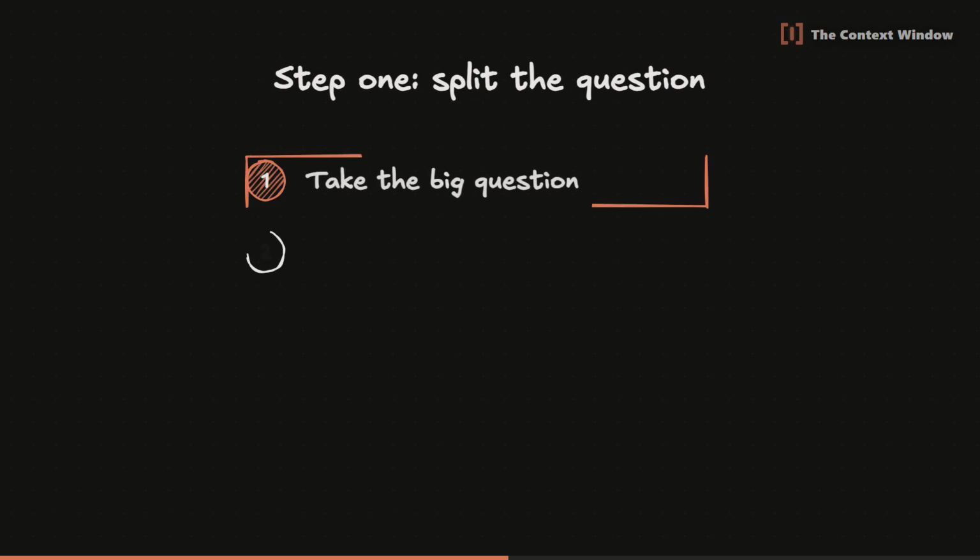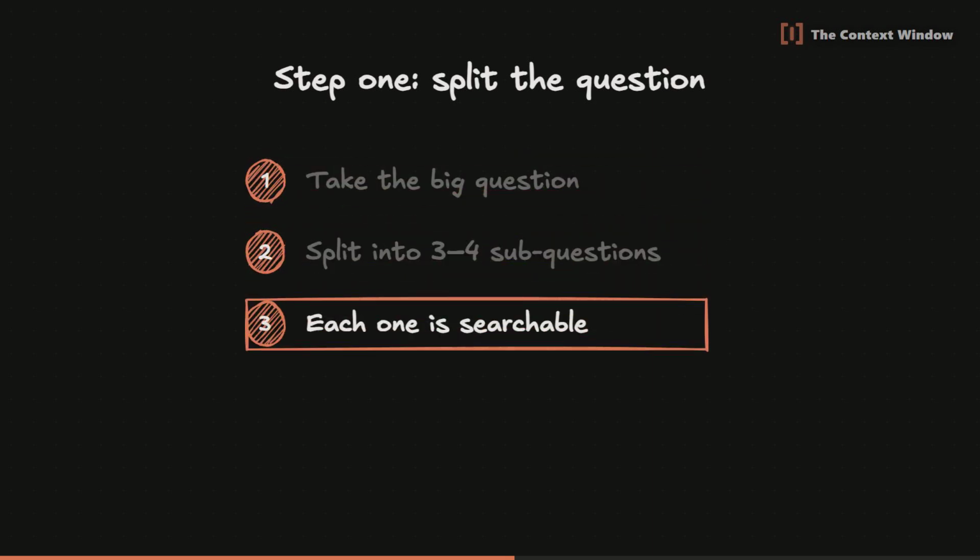Pass 2. First move is decomposition. We ask Claude to take the question and split it into 3 or 4 focused sub-questions. Ask it about electric cars, and it might spin out: What's the real range today? What do they actually cost? And how good is the charging network? Each of those is small enough to nail.